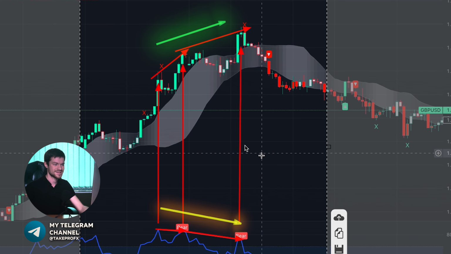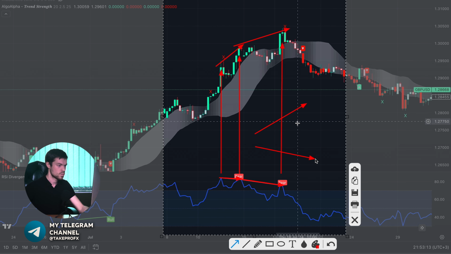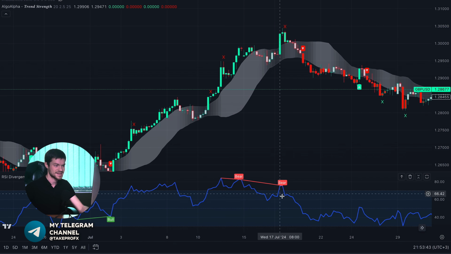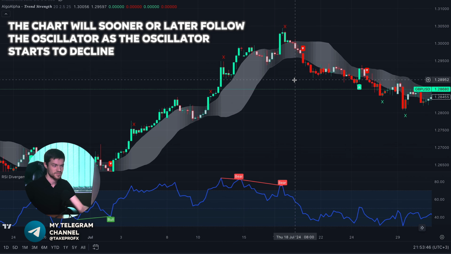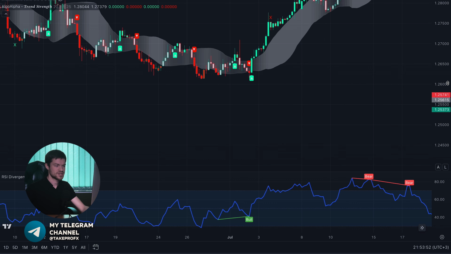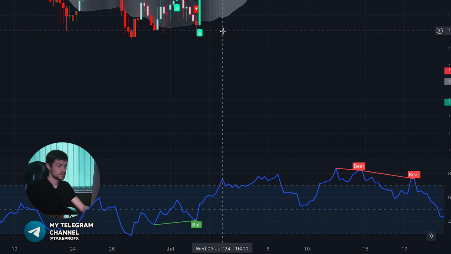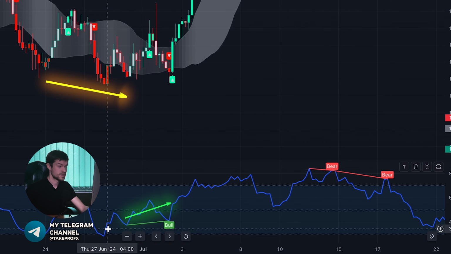And since the chart is growing and RSI is falling, we get a divergence, and the chart sooner or later follows the oscillator. As the oscillator starts to decline, the chart will also decline. Absolutely similar situation with the bullish divergence. Here the chart is falling, but the oscillator, on the contrary, is growing, so we have a divergence signal.